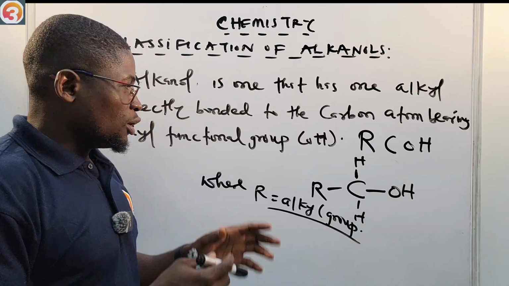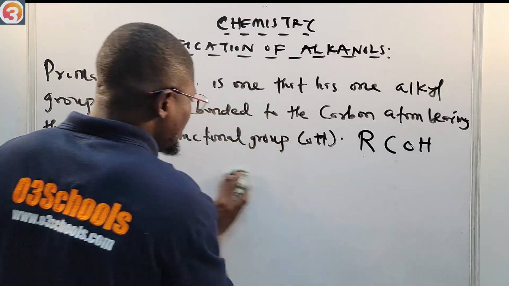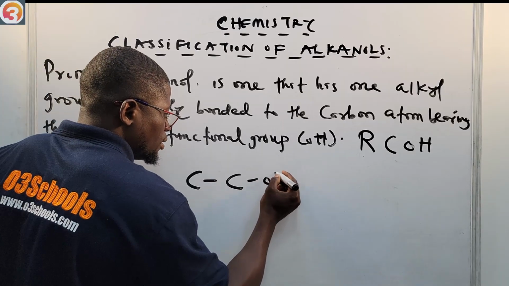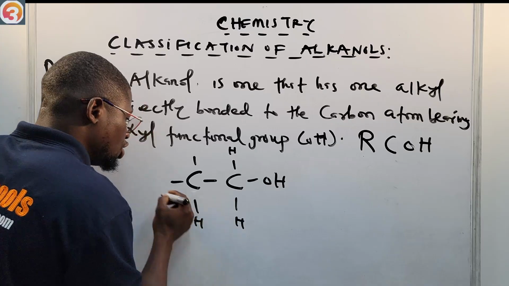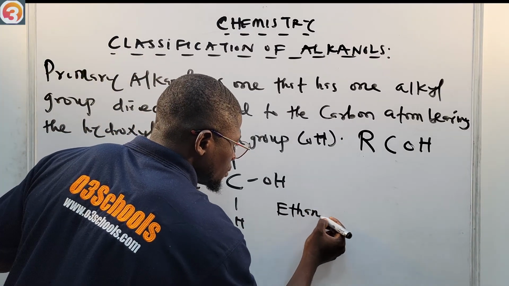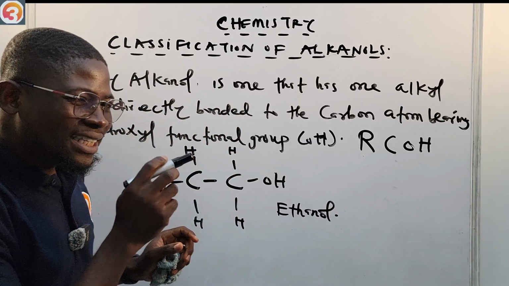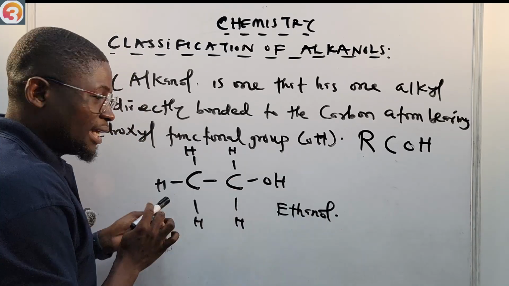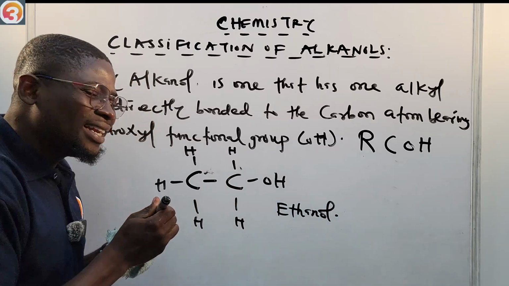An example of a primary alkanol is ethanol itself. Ethanol is a primary alcohol or alkanol. This is ethanol. As you can see, locate the carbon atom that is bearing the OH group. That's this carbon here, so this is our carbon 1, carbon 2. This first carbon is the one bearing the OH group.